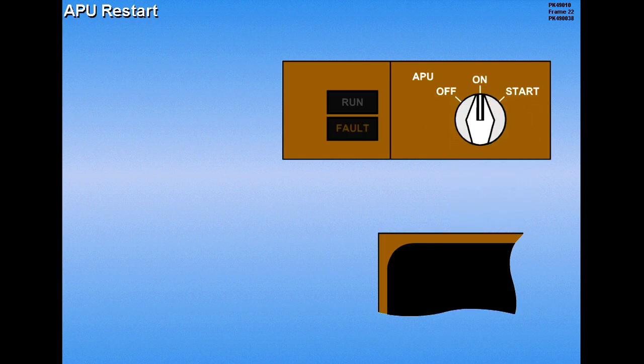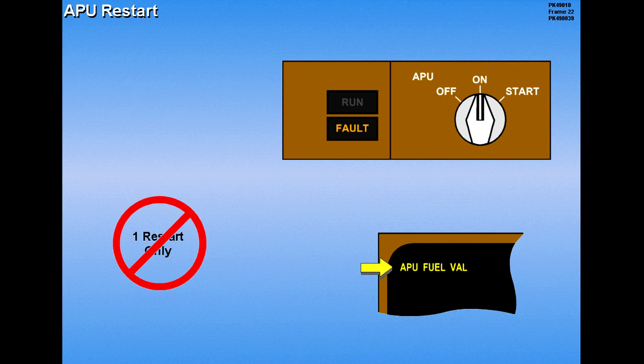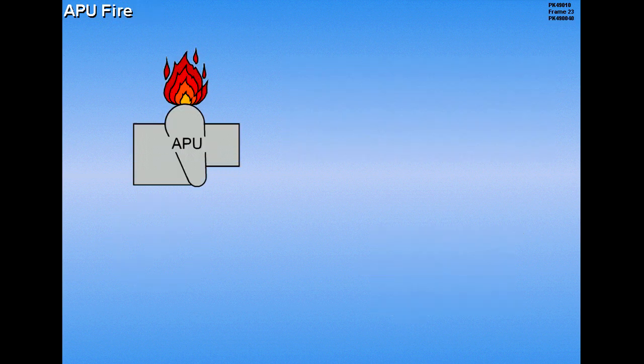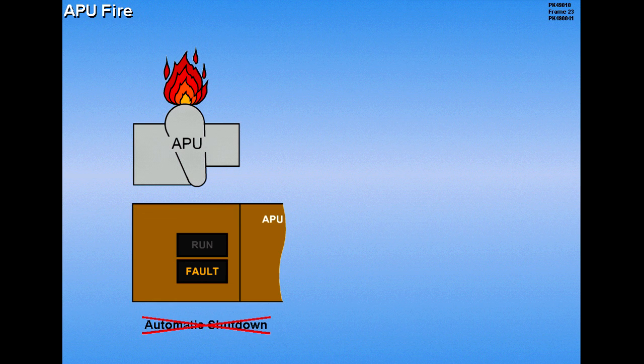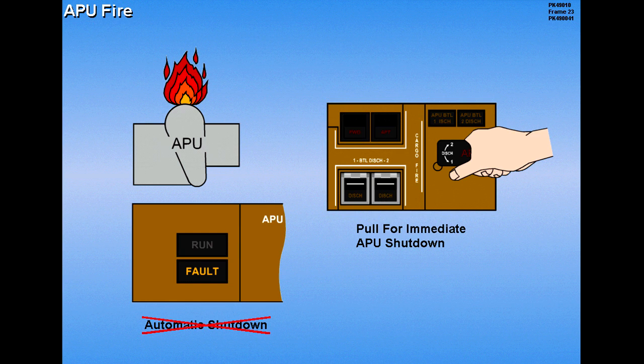If the fault indications extinguish, one restart may be attempted. However, if the ICAS screen displays an APU fuel valve message, a failure of the APU fuel valve has occurred and a restart should not be attempted. If an APU fire occurs, the APU will automatically shut down without the 90-second cooldown delay. If an APU fault or fire occurs and the APU does not shut down automatically, pulling the APU fire handle will cause an immediate shutdown.